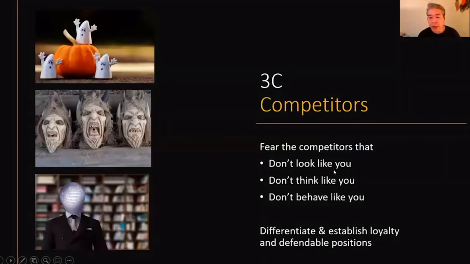So the next C is competitors. You probably have a pretty good understanding of your traditional competitors, but it's really important that you identify the competitors that don't look like you, that don't think like you, that don't behave like you, and that may not be funded like you. So I like to use Netflix as an example where they've said obviously they know who their competitors are. Their direct competitors, such as Hulu and others. But they really fear Fortnite, right? Which is obviously a gaming company, because any minute that somebody is playing Fortnite is a minute that they're not spending on Netflix.